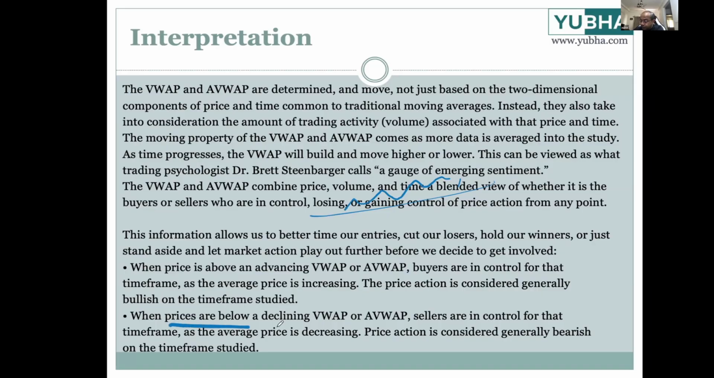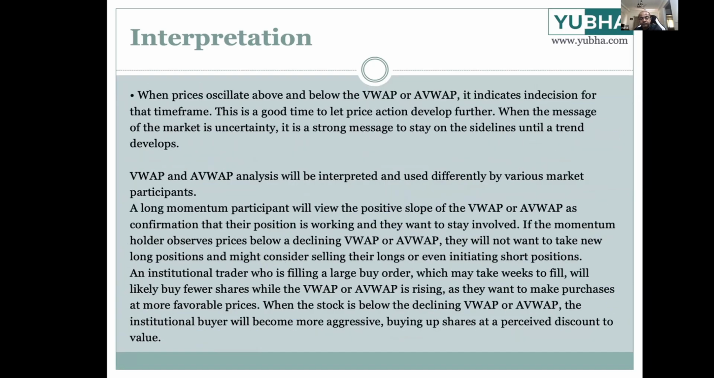When the prices are below a declining VWAP, where the VWAP is going down and prices come to the VWAP and are rejected each time, sellers are in control and the average price is decreasing. And this is very bearish for the market.